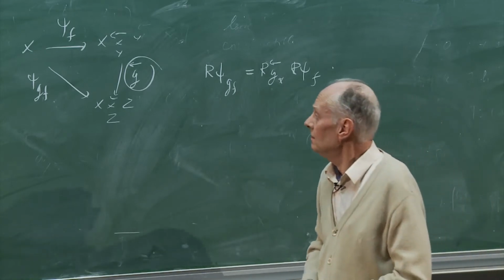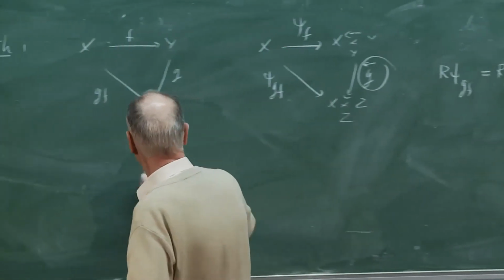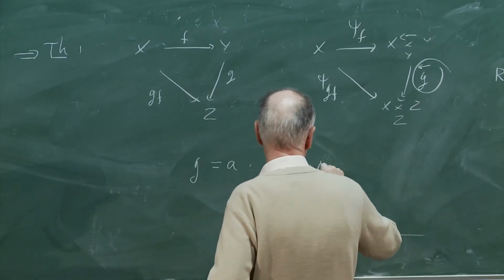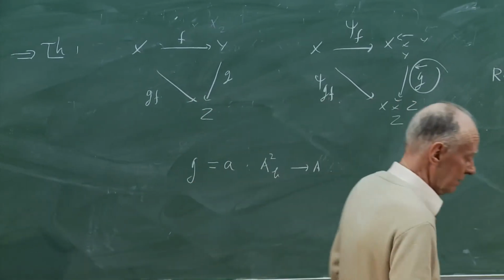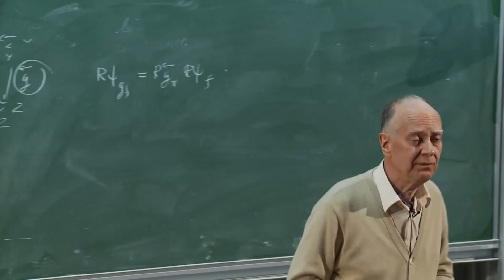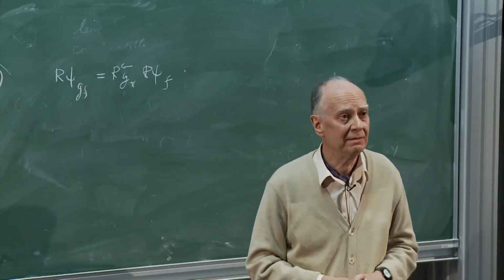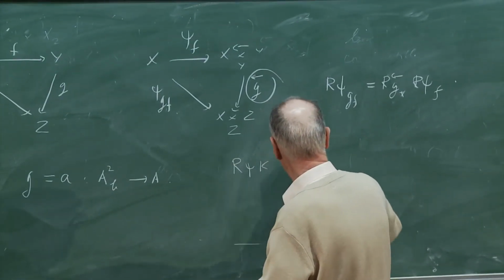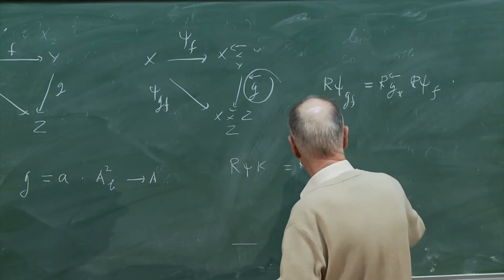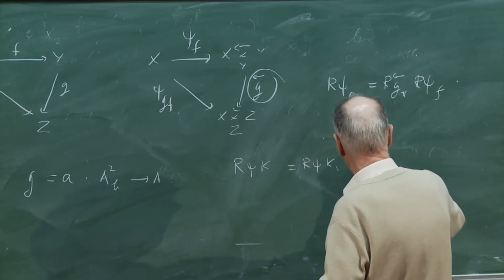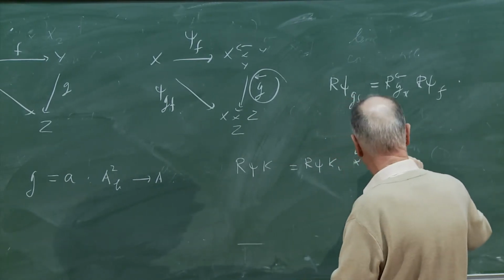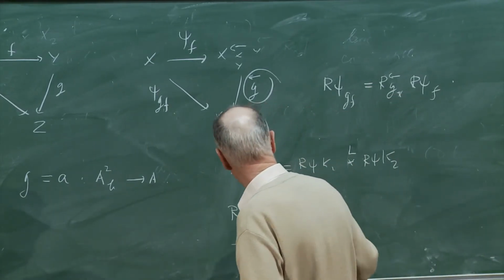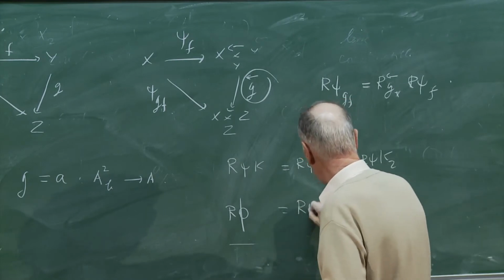And then you apply this to g equal to a, the sum map. And you get the formula. In fact, you get the formula first for R psi. That is, R psi of K is R psi K1 tensor R psi K2. But you need the formula for R phi. So this is more complicated.